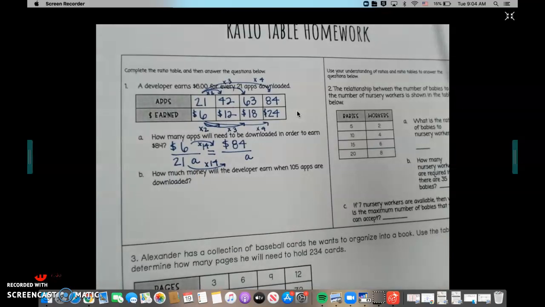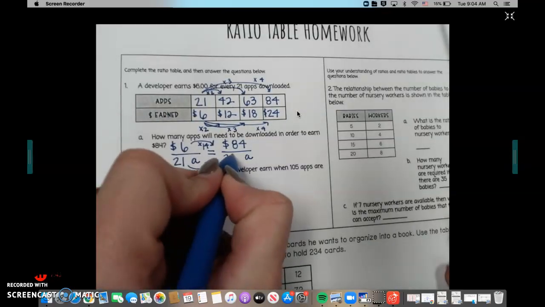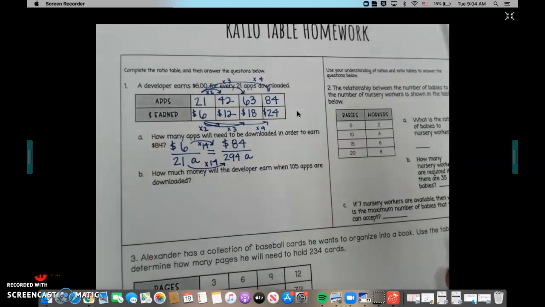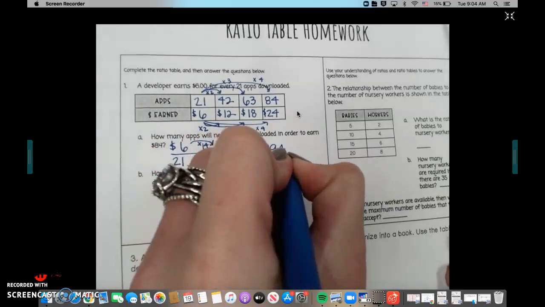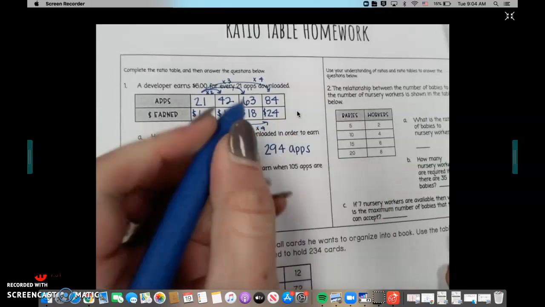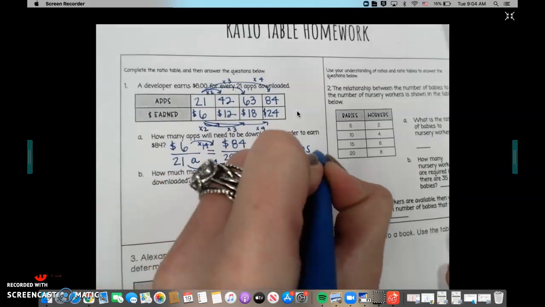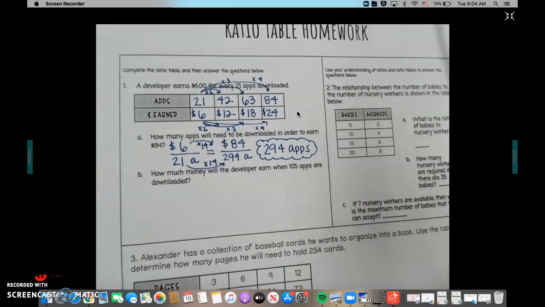So with your handy dandy calculator, 21 times 14, 1, 2, 3, 294. 294. I'm going to write my answer very clear over here. I'm going to put a label, 294 apps. And she bubbled it. Man, now the teacher knows exactly what her answer is for 1A. Love it.